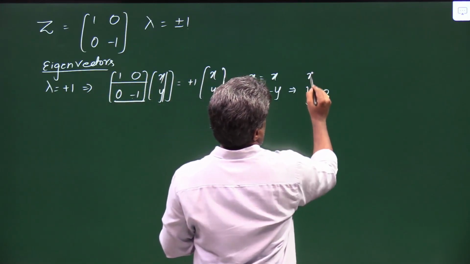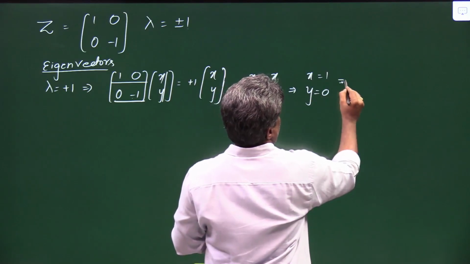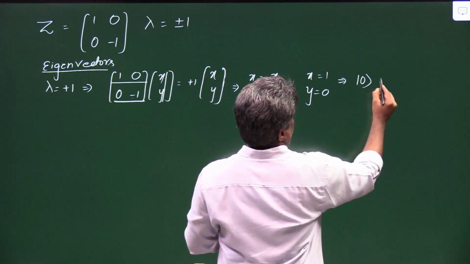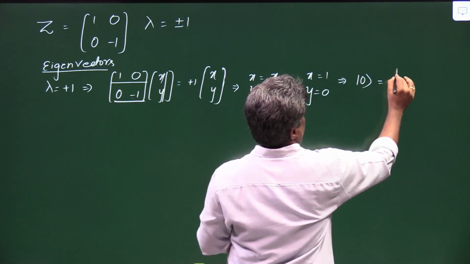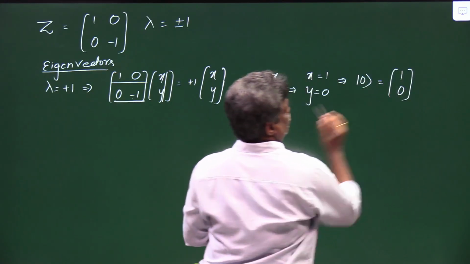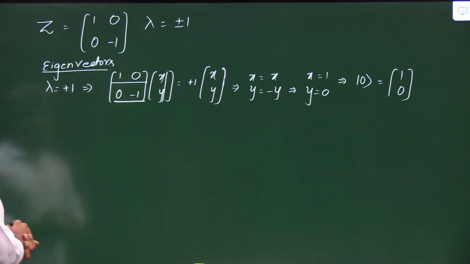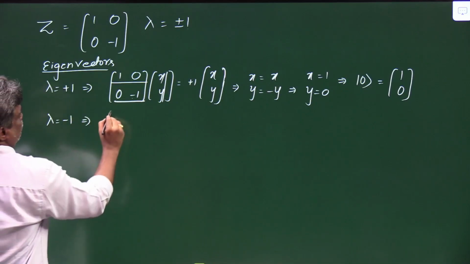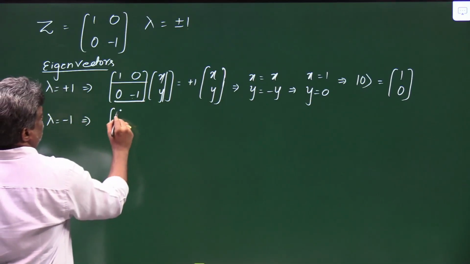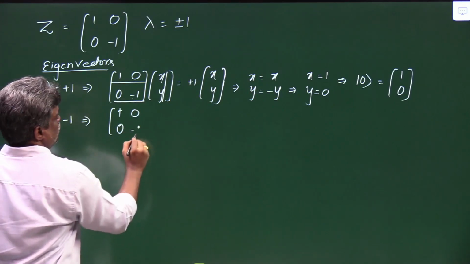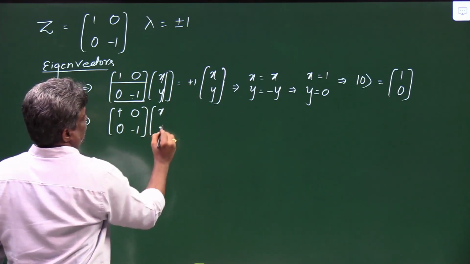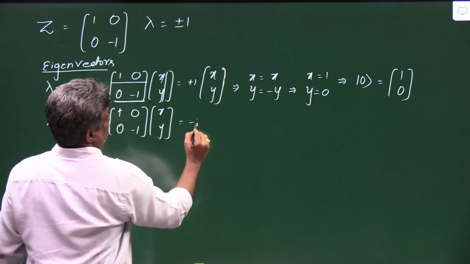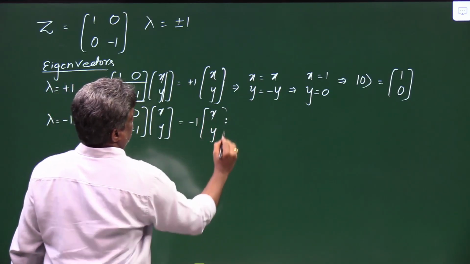So that's why I can take the least value 1. So this is represented by the computational basis, that is ket 0, which is (1, 0). x is 1, y is 0. Still not understanding? Lambda equal to minus 1. For lambda equal to minus 1, 1 0 0 minus 1, and here is the unknown state, and minus 1 times (x, y).